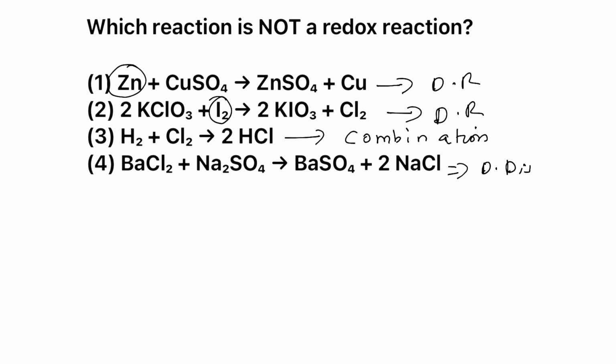Now you already know displacement reactions are examples of redox reactions, and combination reactions are examples of redox reactions. No doubt in that. Then what is the last chance? Double displacement reaction. Double displacement reactions are not usually redox reactions. In a double displacement reaction, in most cases, elements retain their oxidation state. Just ion exchange takes place, no electron transfer. So it won't be a redox reaction. So our right option is the double displacement reaction, that is option number 4.